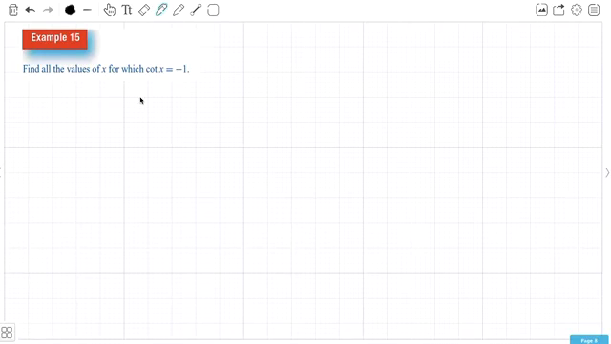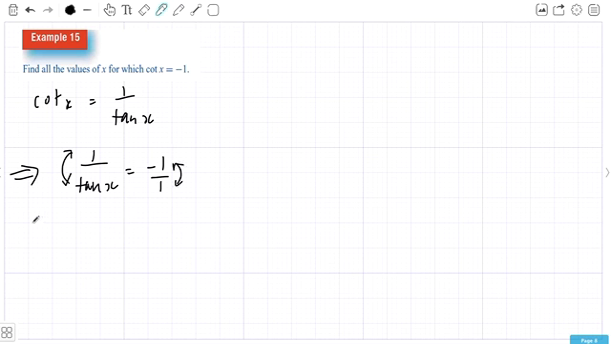Finding all the values of x for which cot x equals -1. Same kind of idea as example 14. So remember that cot of x equals 1 over tan of x. So what we have is 1 over tan of x equals -1. Now if we flip both of these expressions over, remember that anything as a whole number is over 1, we actually find that we've still got tan x equals -1.